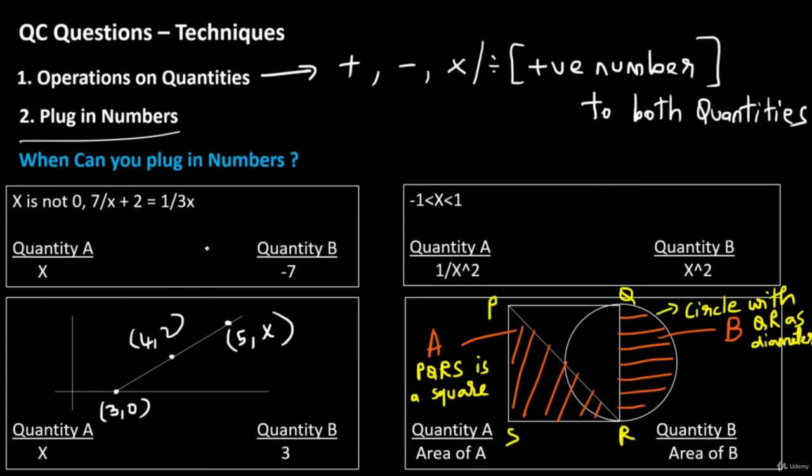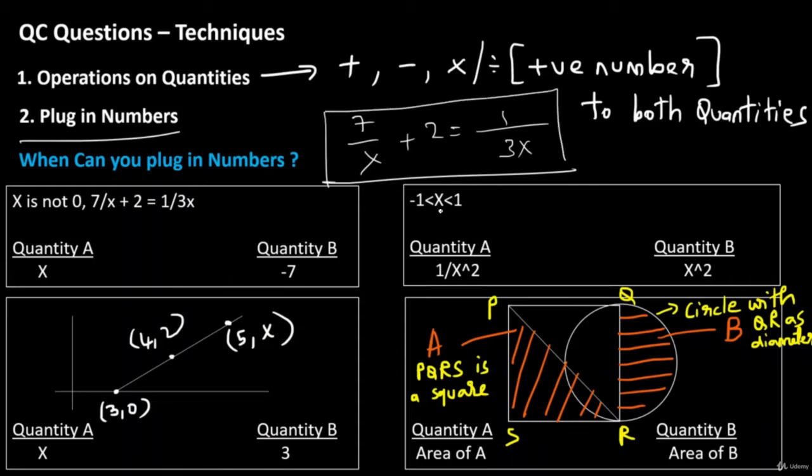So the first question says x is not 0 and 7 by x plus 2 is equal to 1 by 3x. So this is the given equation. Now, can you plug in numbers over here? You cannot, right? Some students may say that let me try x is equal to 1, x is equal to 10, etc. But you cannot plug in numbers over here because you have an equation. So x can only be a value which is satisfying this equation. Therefore, you cannot use plugging in numbers to solve this question.